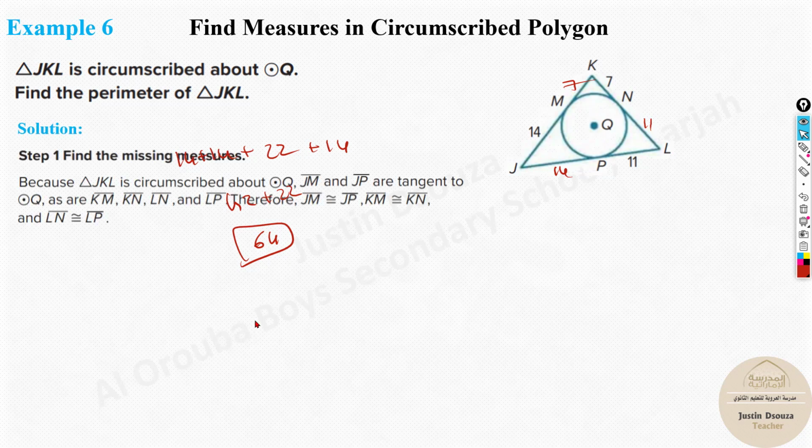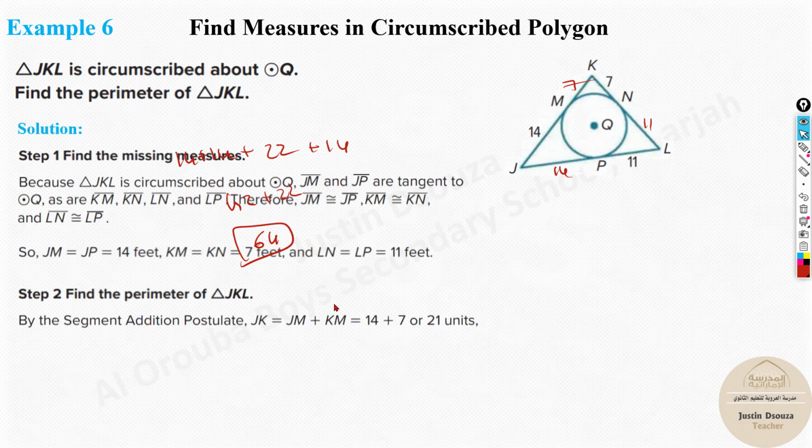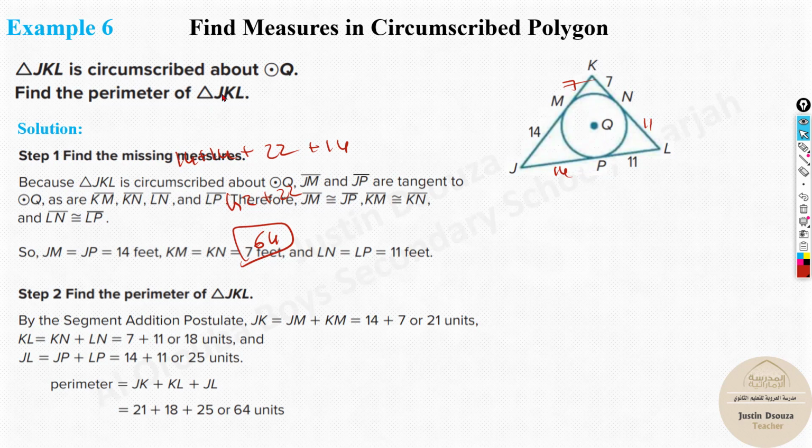That's it. So it's very easy to solve this. All you need to do is add them all up and the answer is 64. Now there's no unit mentioned exactly, so you can just write units. That's it. So it's 64 units.